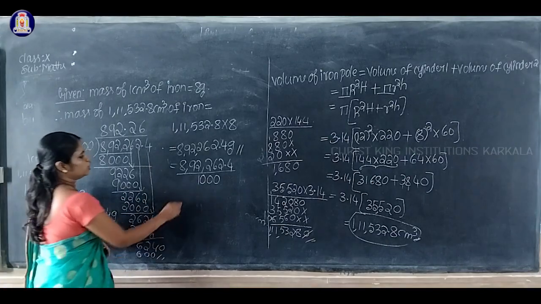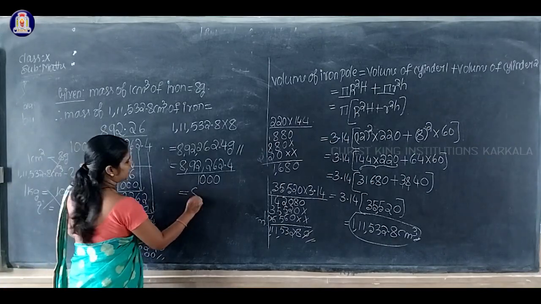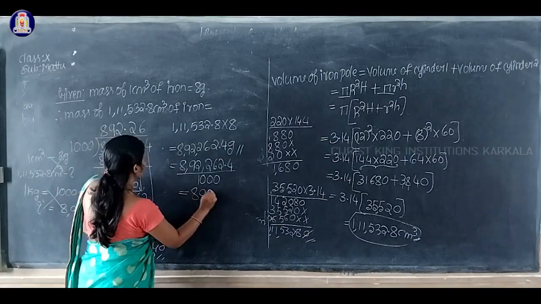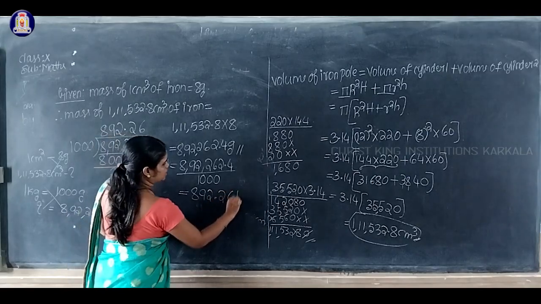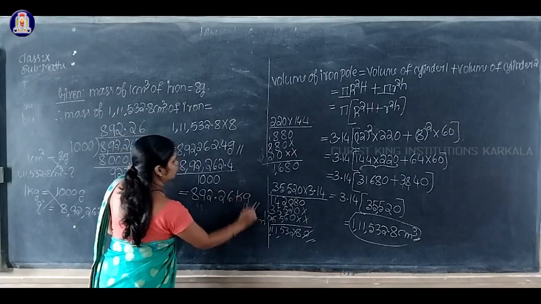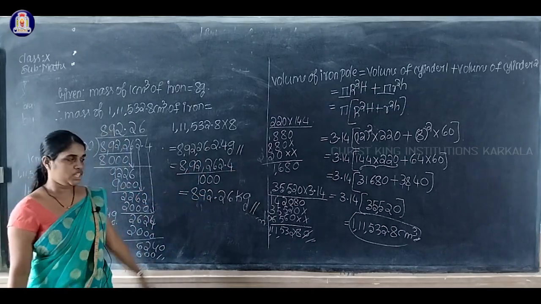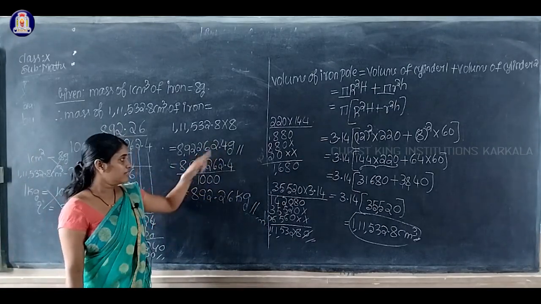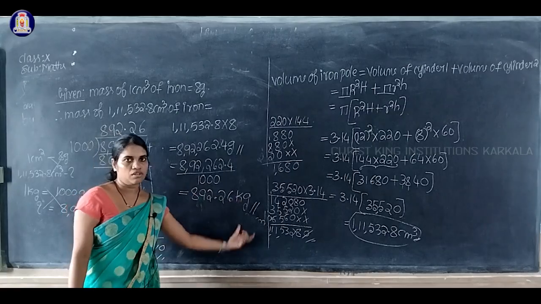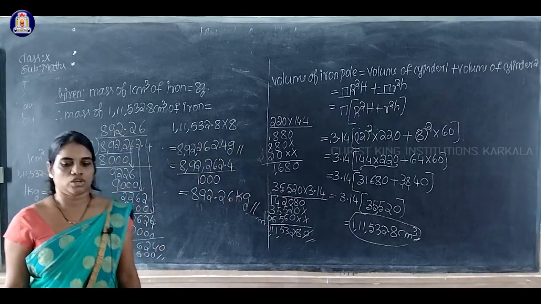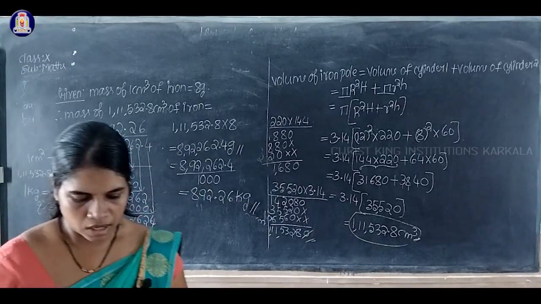So therefore you can write it as 892.26 kg. Okay, so convert it into kg. Okay, how to convert it into kg? Gram to kg divided by 1000. It will give the value in terms of kg. Okay, yes, so this is the answer.